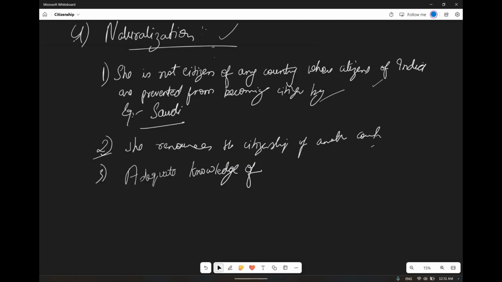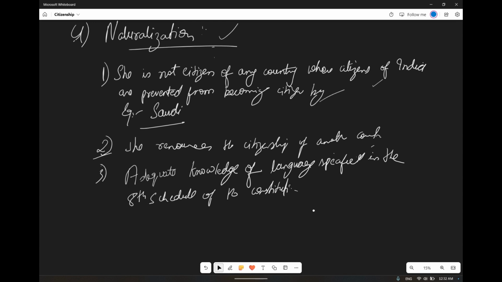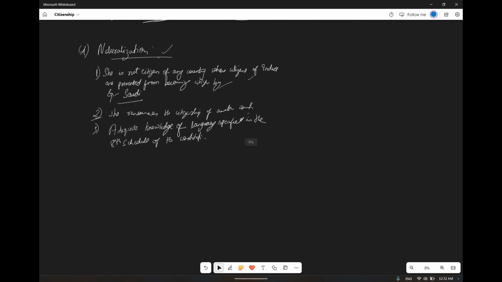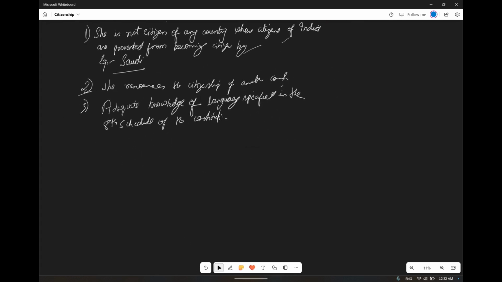Sorry for the glitch. Adequate knowledge of the language specified in the 8th Schedule of the Constitution. So by naturalization, the person must have knowledge of the language that is specified under the 8th Schedule. Further, the person intends to reside in India. In this 8th Schedule, a total of 22 languages have been mentioned.